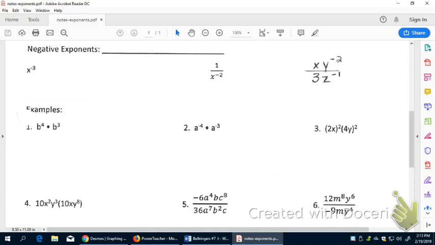Okay, so negative exponents. Your rule is that you want to switch them. What I mean by that is, if you have something to the negative exponent, basically it's on the top. So what you want to do is move it to the bottom. If you have something that's a negative exponent that's on the bottom, you want to move it to the top.